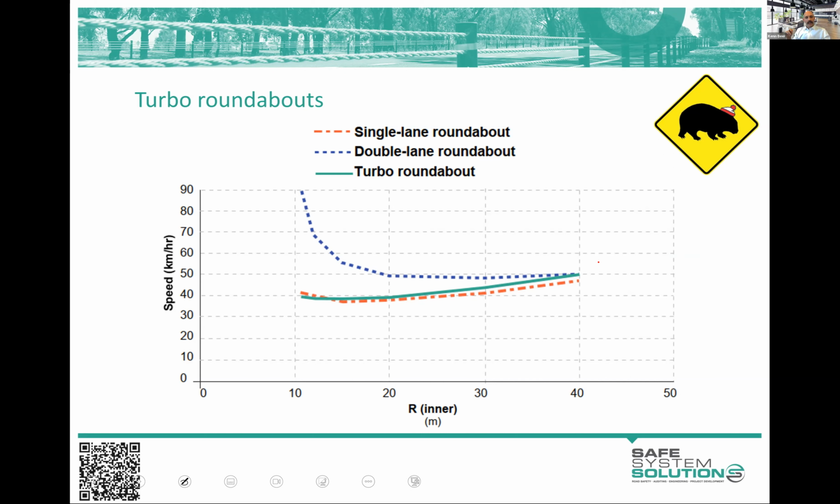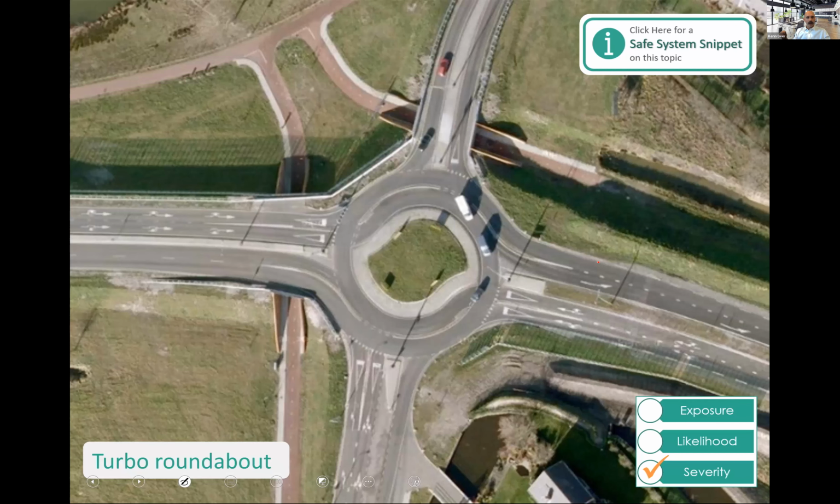But interesting data out around sort of speed vehicles go through roundabouts, single lane roundabouts, double lane roundabouts, and I chucked turbo roundabouts in there out of a bit of interest. So a turbo roundabout, for those who aren't familiar with it, well, that's a 2-lane roundabout, but we get safety performance out of these about the same as a 1-lane roundabout.